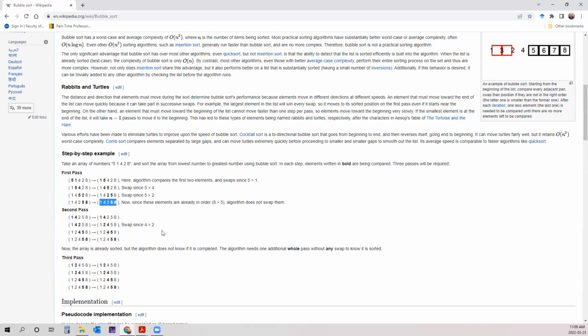Then we do it again. We start again from 0 and 1, 1 and 4, do nothing. Then 4 and 2, we do a swap. 4 and 5, no swap. 5 and 8, no swap. Then the third pass. Now you see here it's sorted, but based on the algorithm, we have to do the final step. 1, 2, 4, 5, 8, we do nothing, then the list is sorted.